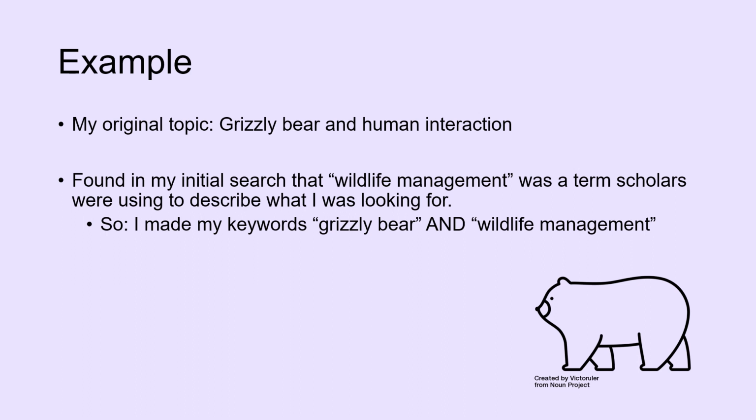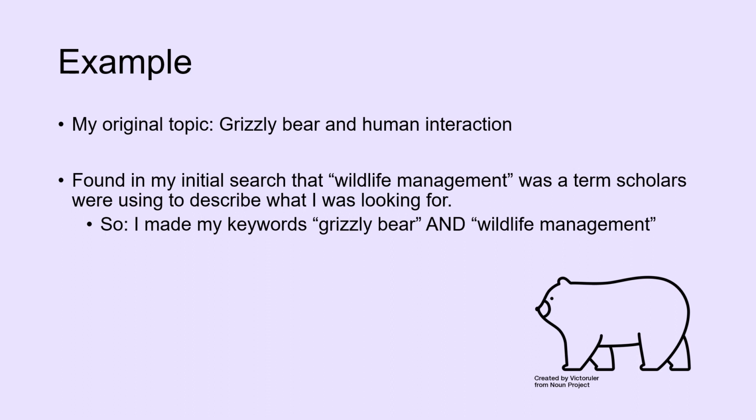So to give you an example of what this process looks like of going from the literature review to finding more specific research, I came up with an example topic of grizzly bear and human interaction. I had a vague sense from some news stories that I had read that when grizzly bears and humans interact, it obviously does not go well for either party. And I wanted to learn about some ways that maybe we could minimize those negative interactions.